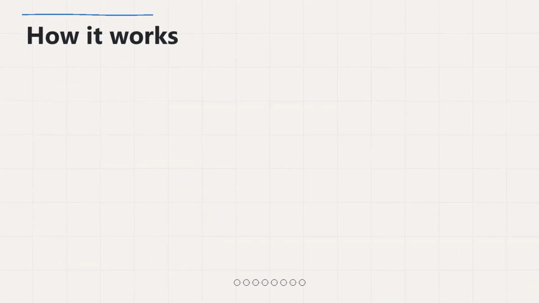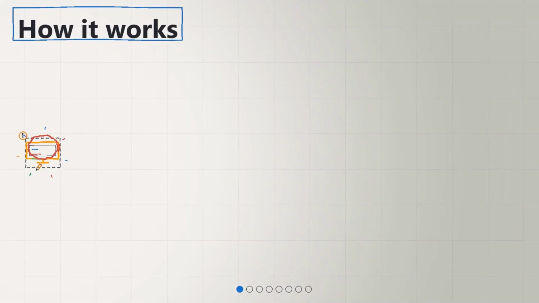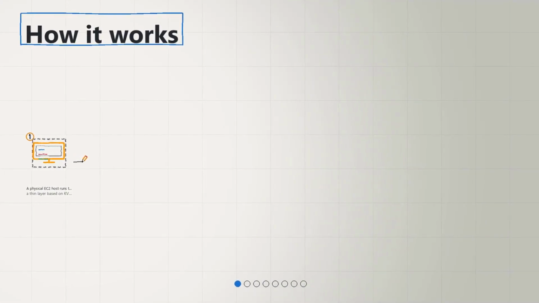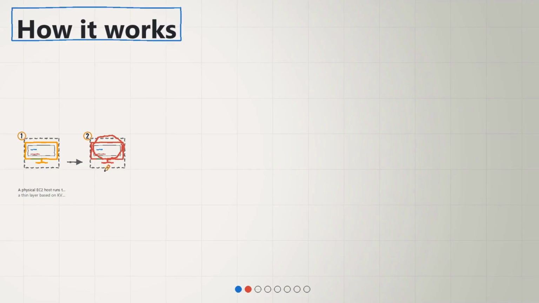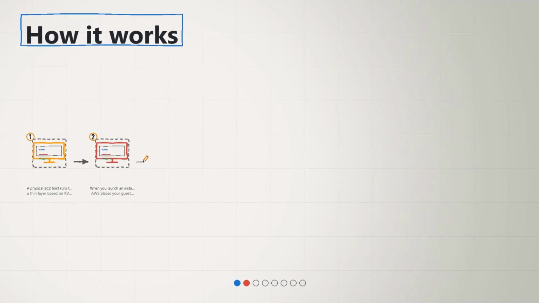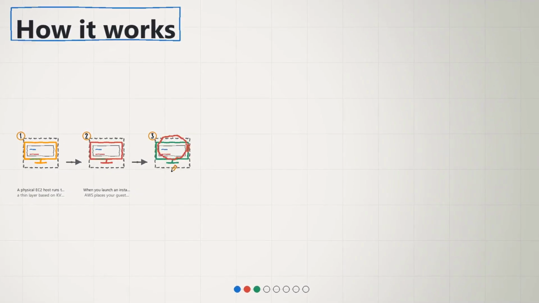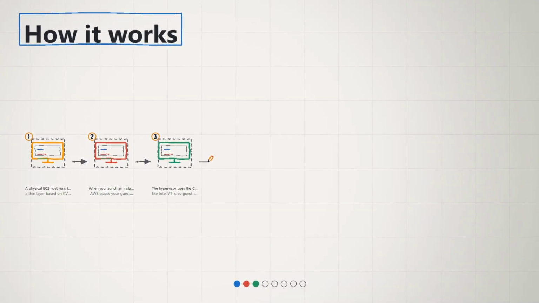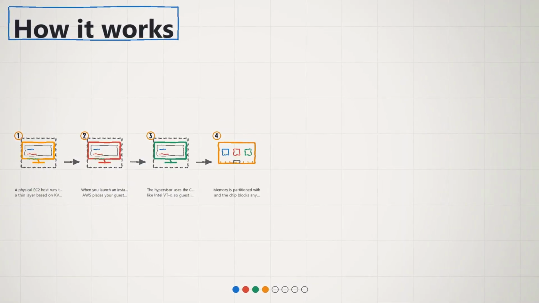A physical EC2 host runs the Nitro hypervisor, a thin layer based on KVM that creates and isolates guest virtual machines. When you launch an instance, AWS places your guest on a host with free capacity in your chosen availability zone and assigns it vCPUs, each mapped to a hardware CPU thread. The hypervisor uses the CPU's built-in virtualization features, like Intel VT-x, so guest instructions run directly on the real cores instead of being emulated. Memory is partitioned with hardware page tables, so each guest sees only its own RAM, and the chip blocks any access outside that range.